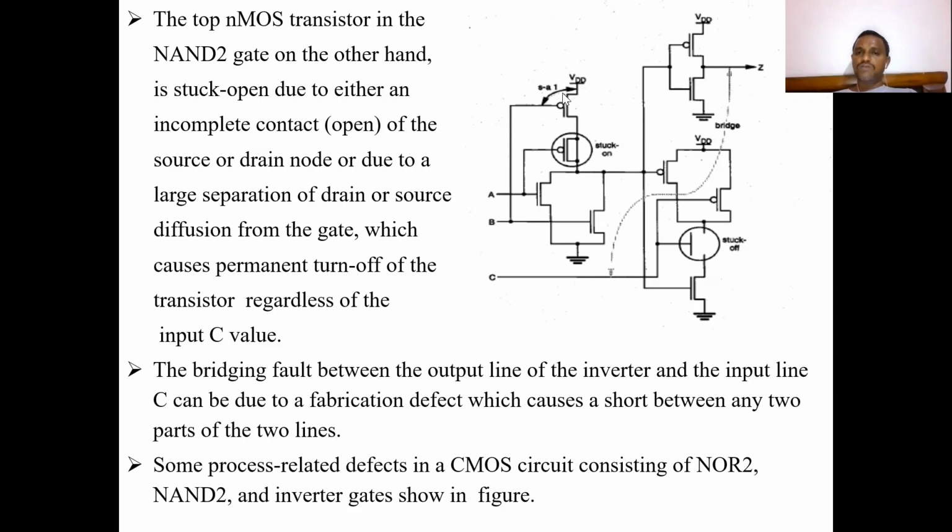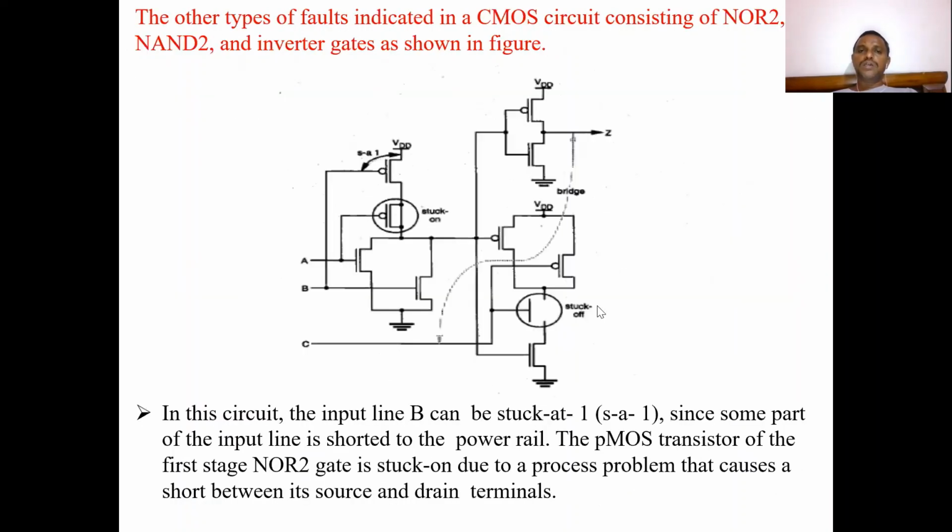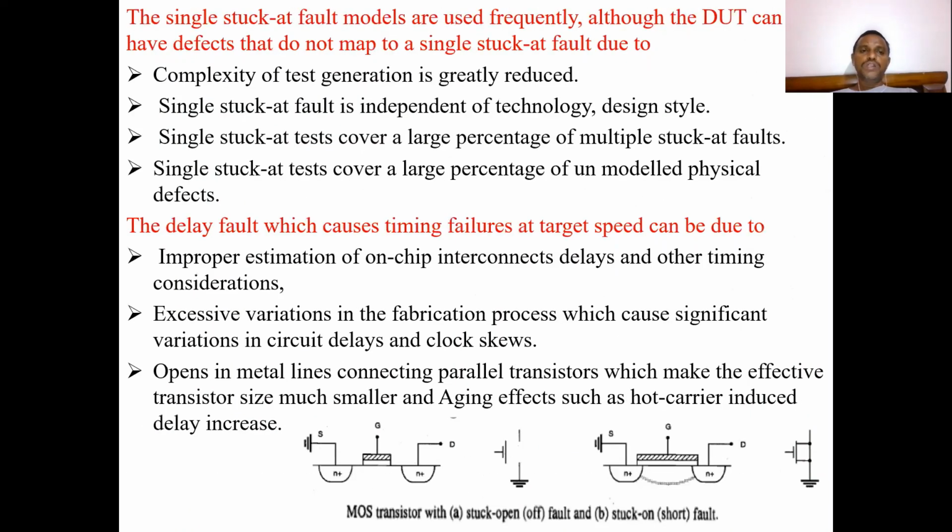This one is a stuck at one fault, this one is a stuck on fault, and this one is a stuck off fault, and there is a possibility of bridge faults because of these fabrication defects. All these are represented in this diagram. In this diagram I have represented how this stuck at 0 will be obtained due to the physical defects. Okay, now we'll go with the different fault models we are going to use.